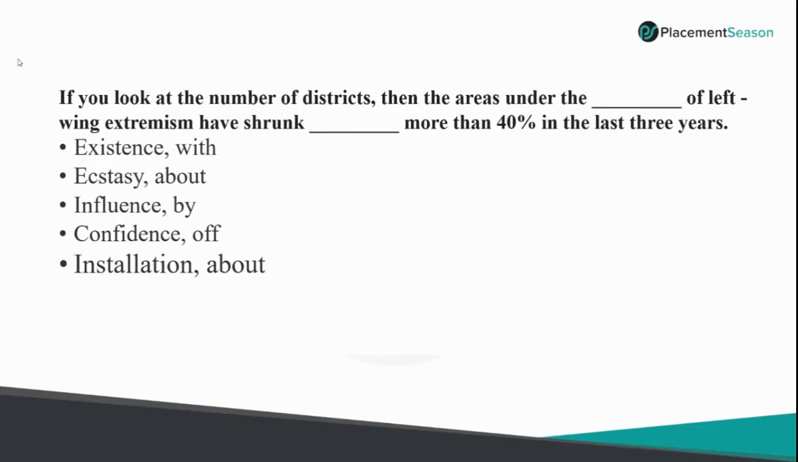Clear? Extremism is not a very good thing. The sentence has a negative comment on extremism. So existence, ecstasy, confidence, installation, these are all positive words, and the prepositions coming along with them also don't match with shrunk. And one other reason I can give is that when you use words like existence, ecstasy, confidence, installation, the meaning of the sentence is lost. So all the other options can be eliminated and we can stick only to option C.